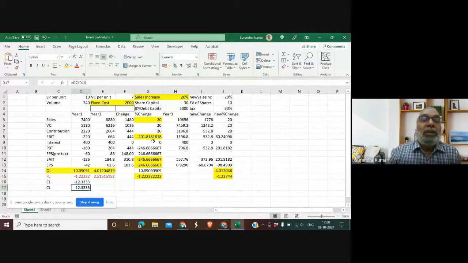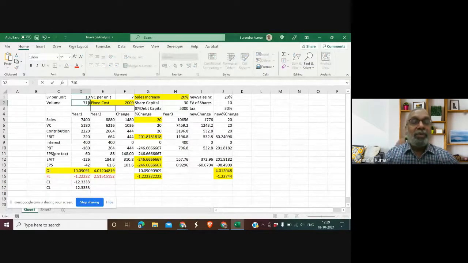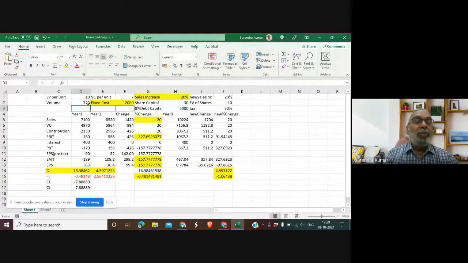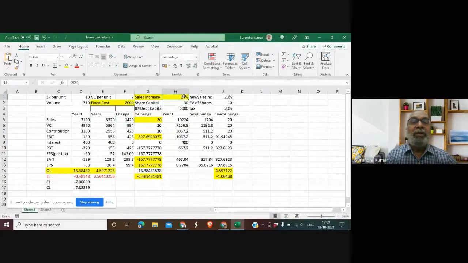Okay. Now, just a second. And let me reduce it to, because I still have scope of increasing my operating leverage. My operating leverage is now 730. These informations are not changing, right? This information is not changing because I have taken this as new sales as 20%, right? I have defined it here.